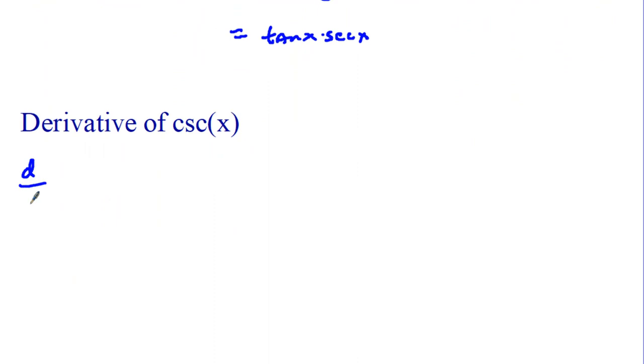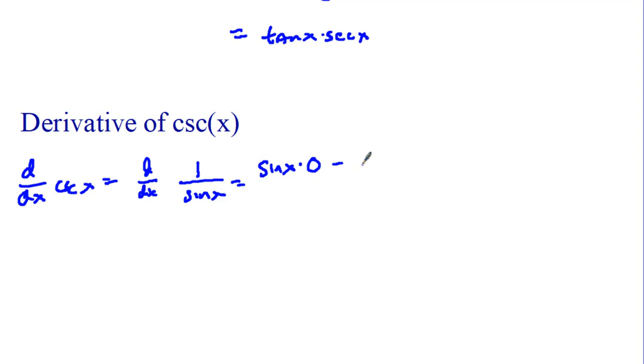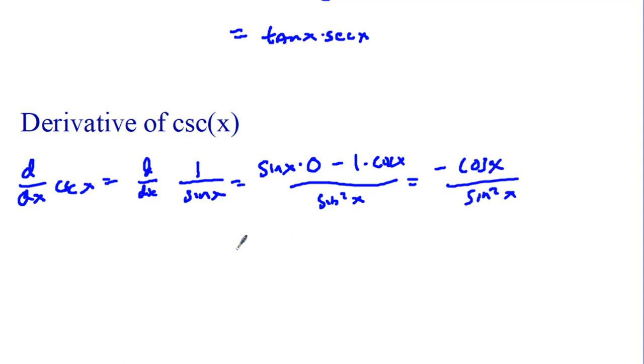And last but not least, we have the derivative of cosecant of x. That's the derivative of 1 over sine of x. Again, we're going to do the quotient rule here. So we have sine of x times 0, that's the derivative of the numerator, minus 1 times the derivative of sine, which is cosine of x, all over sine squared of x, which means we're left with negative cosine of x over sine squared of x. That's negative cosine over sine, which is negative cotangent of x, times 1 over sine, which is cosecant of x.